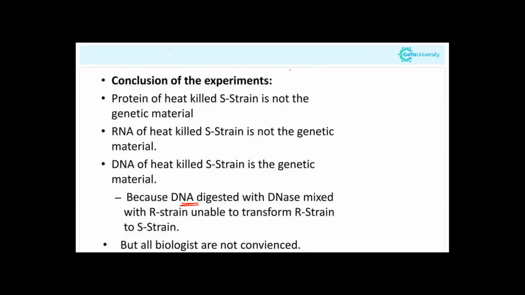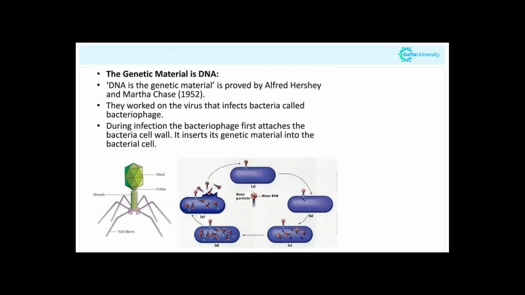So actually, they confirmed that the DNA is causing the transformation of R strain to S strain. But here, all the biologists were not convinced. So there comes another experiment, the Hershey and Chase experiment. This is an experiment where it was proven that DNA is the genetic material. Okay, now let's look into the experiment here.